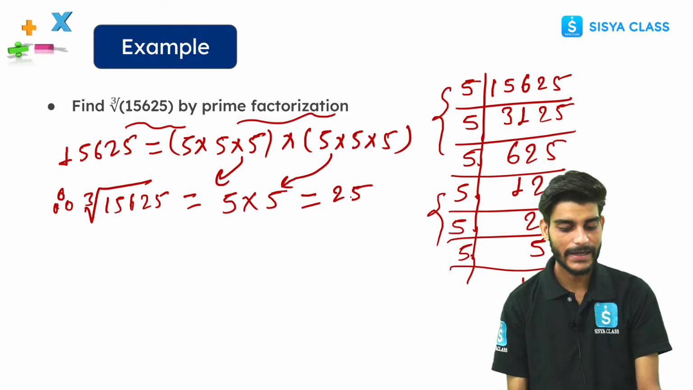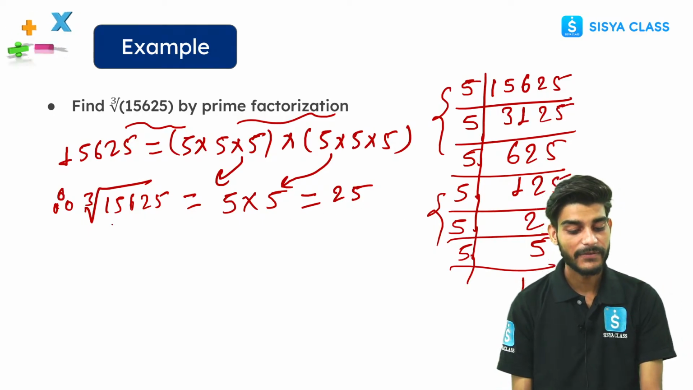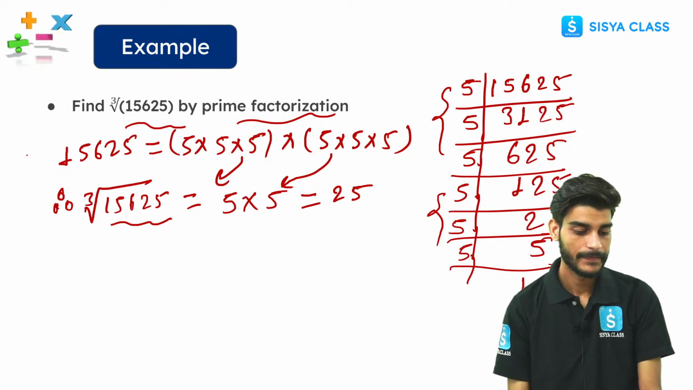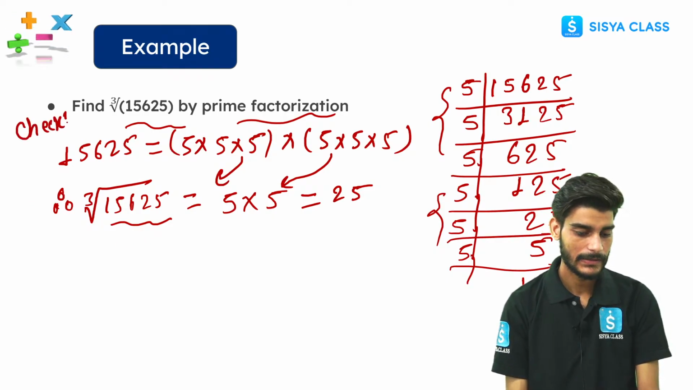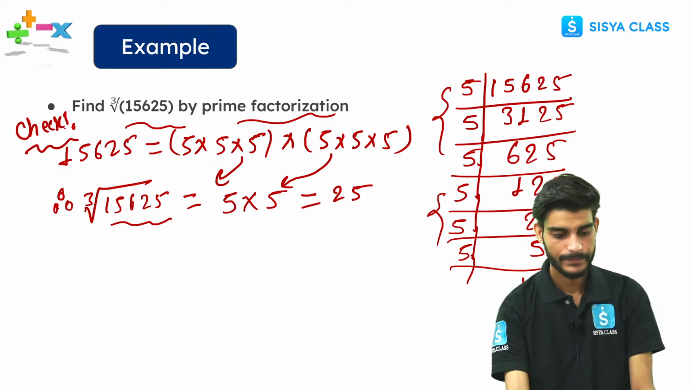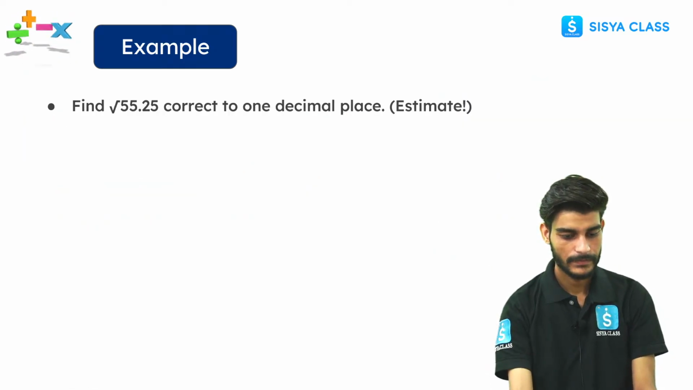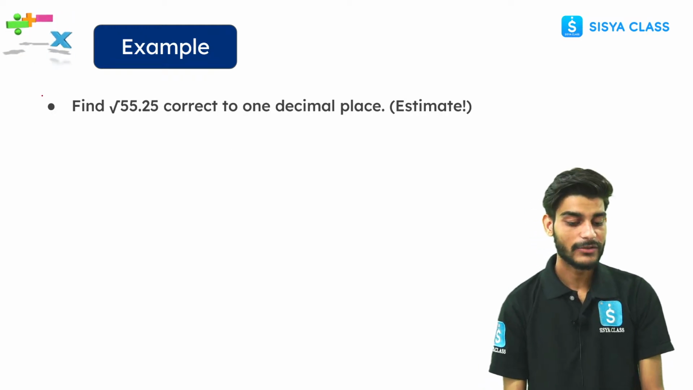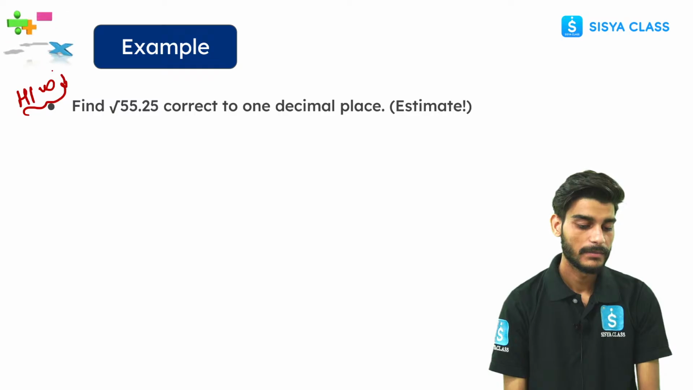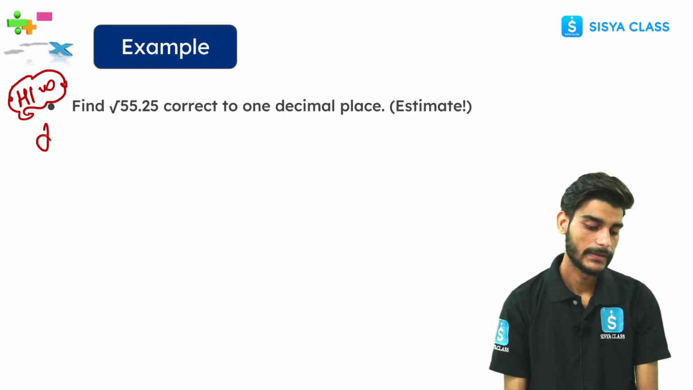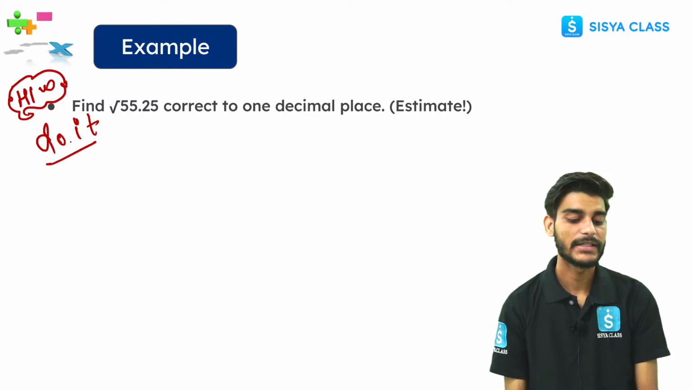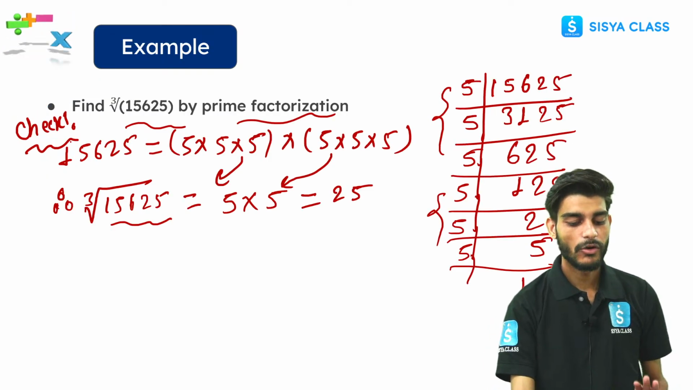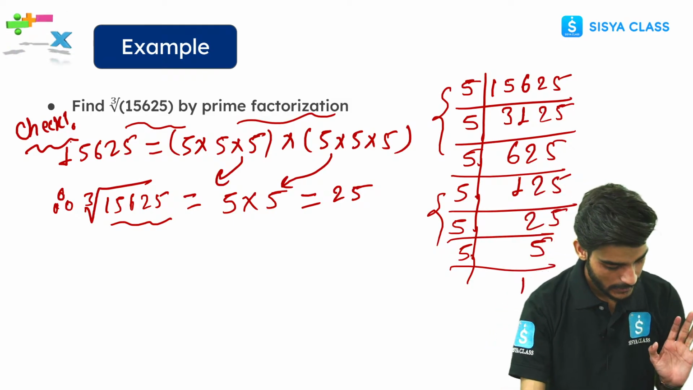Please verify. If you find the cube of 25, you will get 15625, right? Check it. You have to check this. Please check it. Okay, this was for square root. I am giving you this as homework because this is a part of cube root. Just do it as homework. You have to estimate the square root of 1525 to 1 decimal place. Clear?